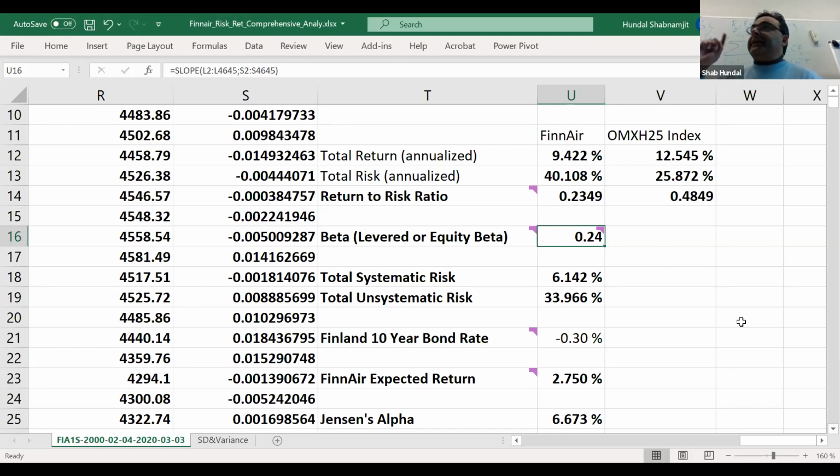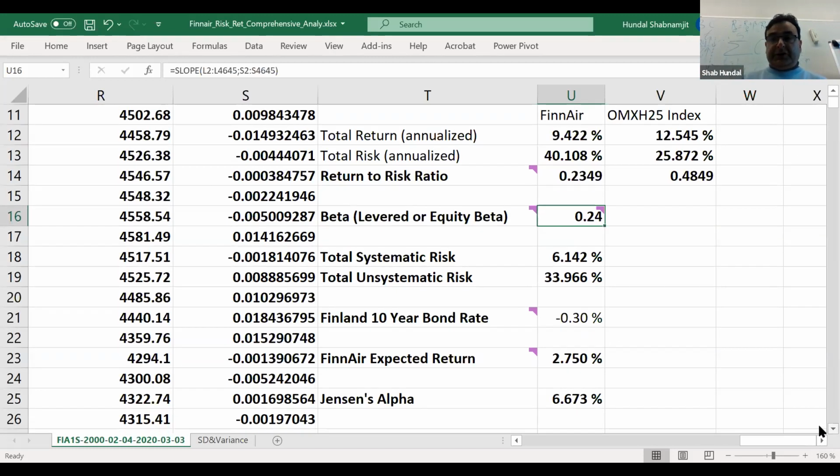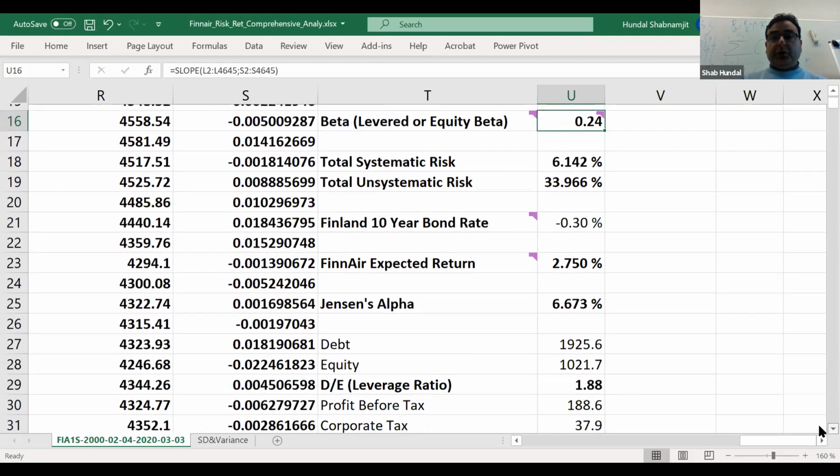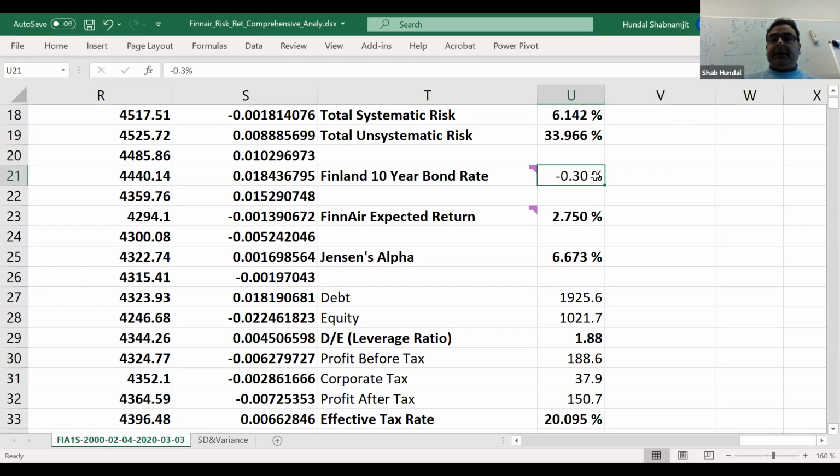Now, the real thing which is more relevant after you calculate this 0.24, we check, well, I checked it last time. At that time, the 10-year bond rate was minus 0.3%. It was because the interest rates were low. And then we calculate this thing: UT1, risk-free rate, plus beta, U16, which is beta, we just calculated 0.24.